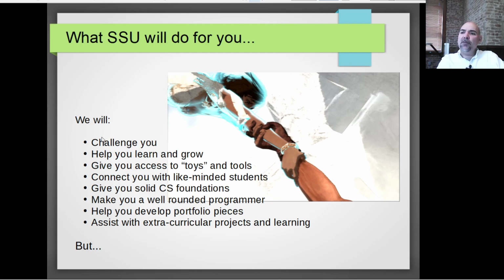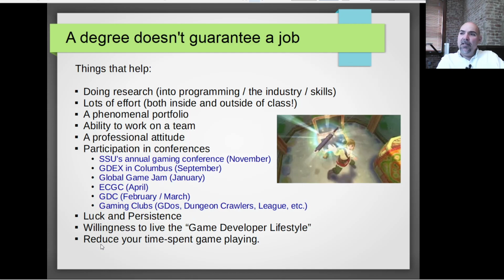Now, a couple things about that. We're going to do all this, but note that having a degree doesn't guarantee a job. I mentioned that the things that are going to help you get a job in the industry are developing those skills, meaning doing your own research, figuring things out, solving things. So research into programming, research into the industry, research into what skills you need to develop, a lot of effort. You're going to put in effort in the classes to do the work, and effort outside the classes to do your own projects and fun things.